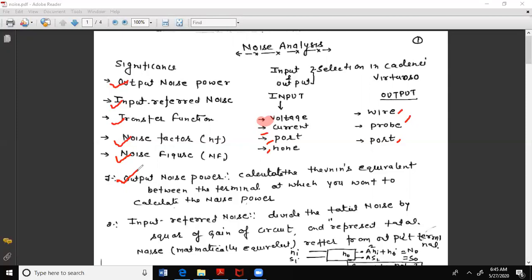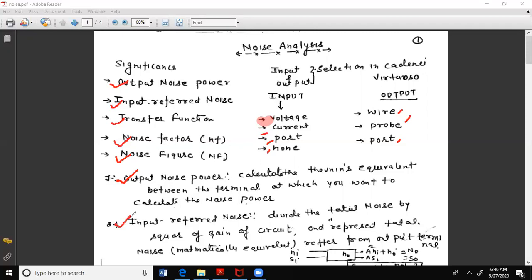For a resistive circuit, because resistance is the main source of the noise, if we want to calculate the value theoretically, calculate the Thevenin equivalent resistance between the terminals. This resistance is equivalent to the total value of the noisy resistance provided by all the elements. So that is the output noise power.